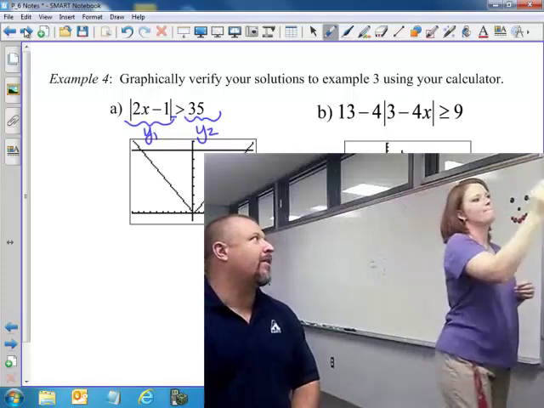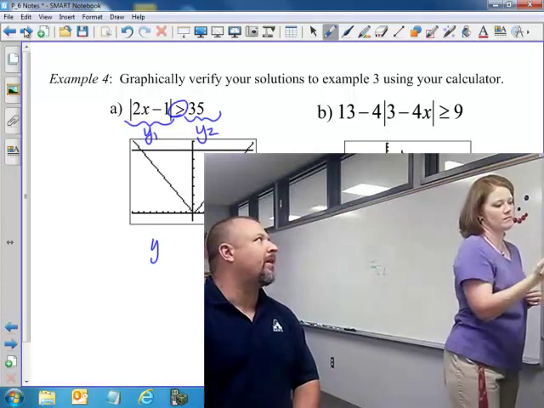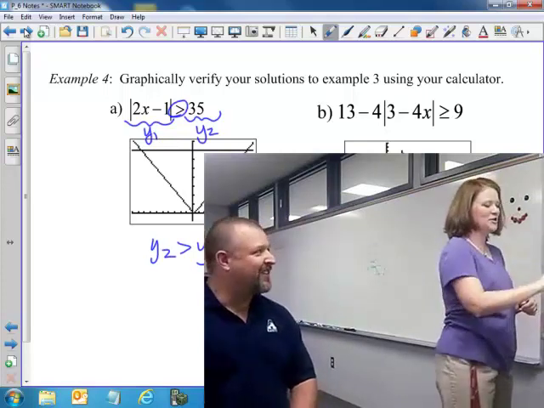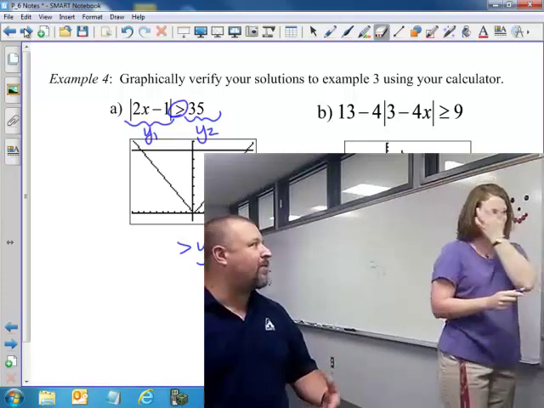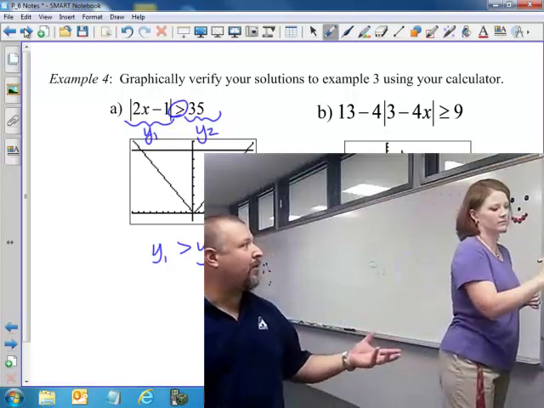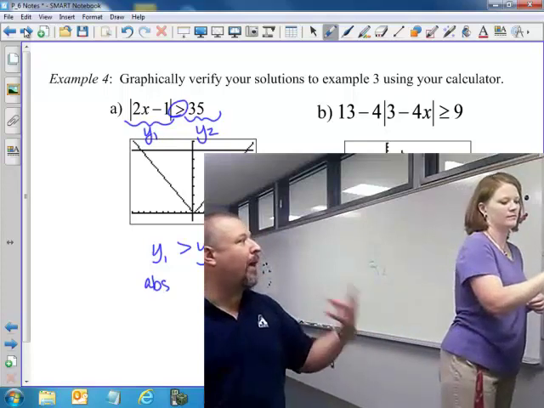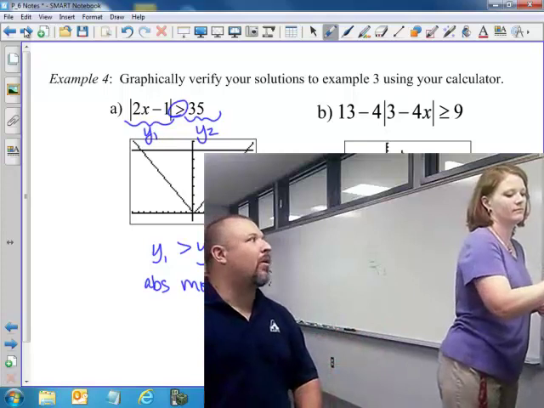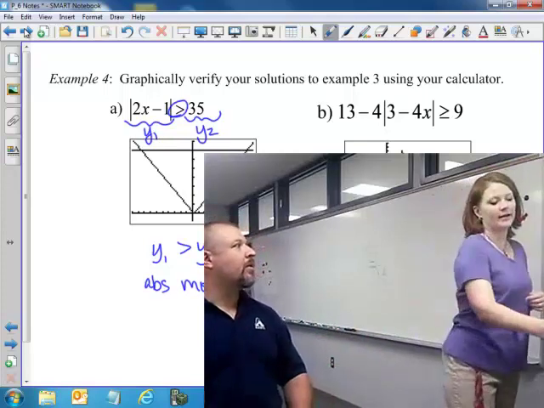But this inequality is kind of interesting. Mr. Lucky, what does that mean? That means greater than. In this case, we want y1 to be greater than y2. And on a graph, the y values go up and down. So really what this means is we want y1, the absolute value graph, the V-shaped graph, to be higher or above or bigger than the horizontal line y equals 35.